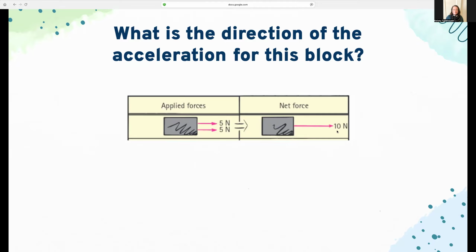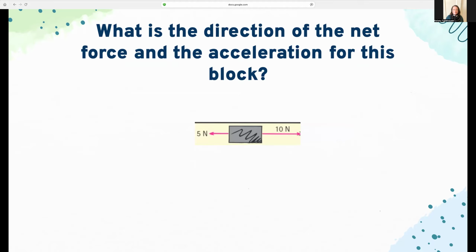We would need to know the mass of this block to be able to figure out the acceleration itself. But we can figure out the direction. So let's think about this one. Maybe pause the video and figure it out for yourself for a second. Or we'll just talk about it.